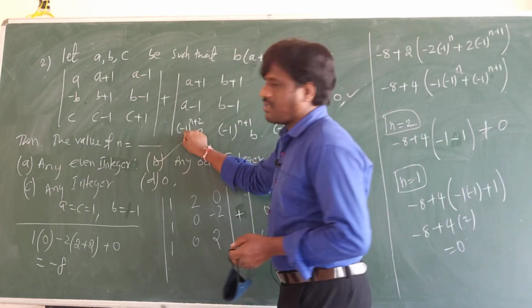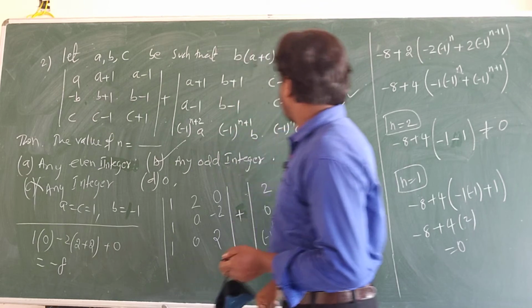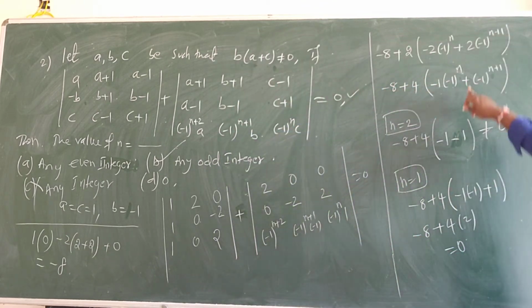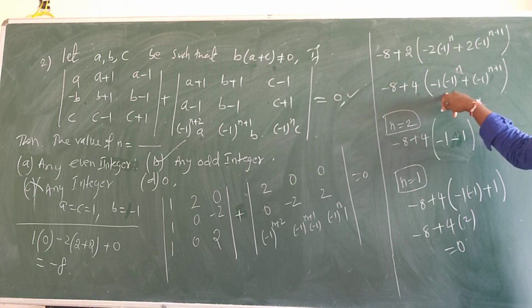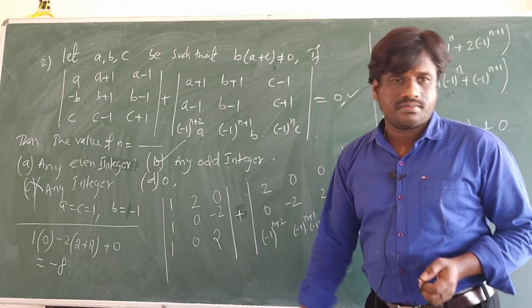Any integer is not possible because even integer is not possible. For 0, check it. Is it possible for 0? No. If I take 0, you get here 4 into 0, 0, so you are getting minus 8. So option B is the right answer.